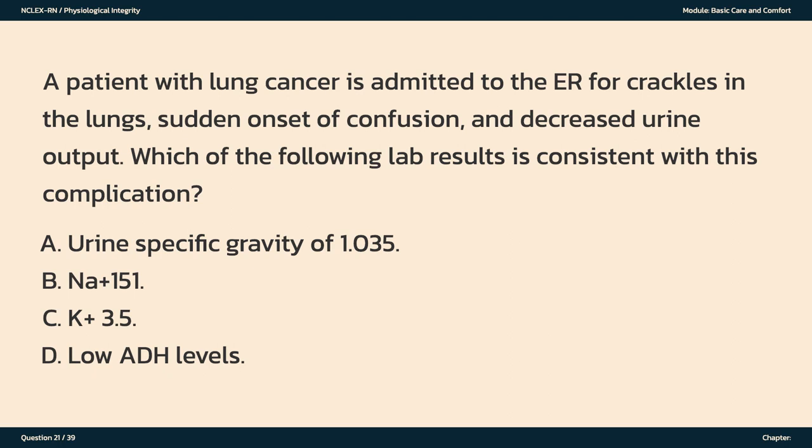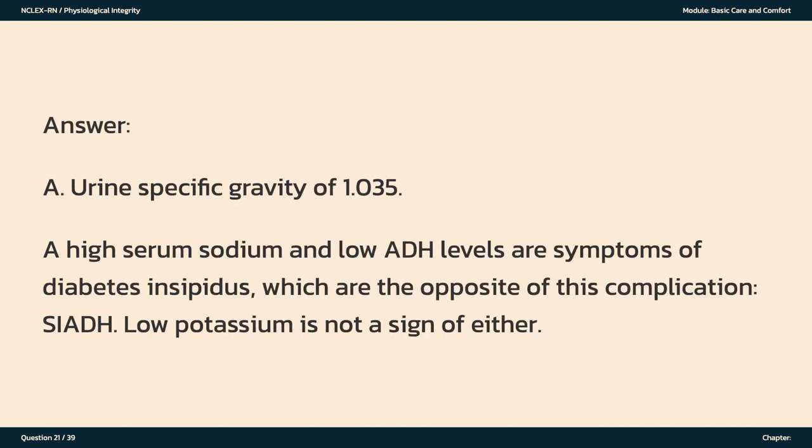A patient with lung cancer is admitted to the ER for crackles in the lungs, sudden onset of confusion, and decreased urine output. Which of the following lab results is consistent with this complication? A. Urine-specific gravity of 1.035. B. Na plus 151. C. K plus 3.5. D. Low ADH levels. The answer is A. Urine-specific gravity of 1.035. A high serum sodium and low ADH levels are symptoms of diabetes insipidus, which are the opposite of this complication. Low potassium is not a sign of either.